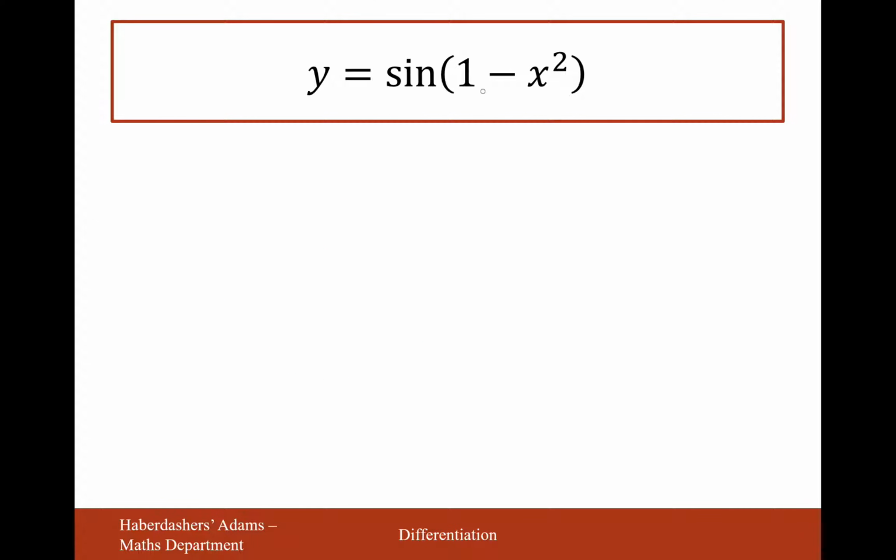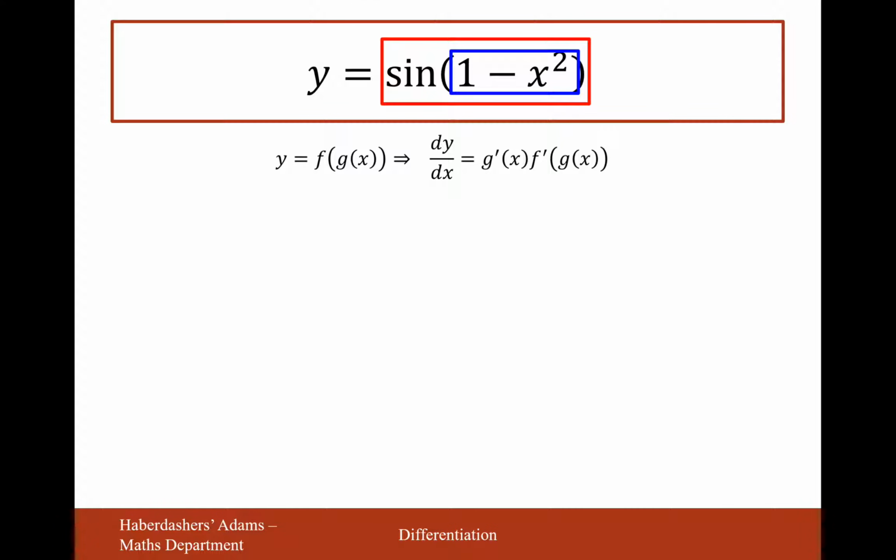Next one is sine of 1 minus x squared. So again, this is the chain rule. We've clearly got an inside function of 1 minus x squared and an outside function of sine. So differentiating the inside function first, it's always inside then outside. So it's minus 2x multiplied by sine differentiated, which is cos of the inside function, 1 minus x squared. And there we are, that's the answer to this question.